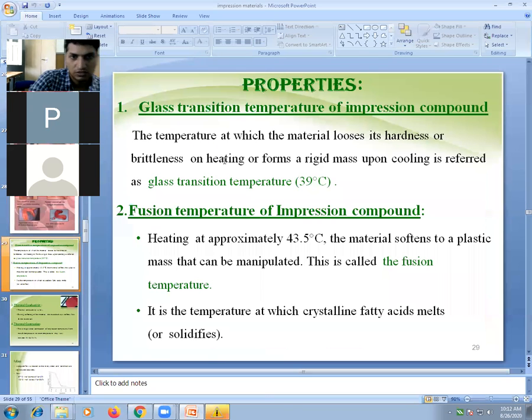One last time I am going to explain: the temperature at which the material loses its hardness on heating and forms a rigid mass on cooling is referred to as glass transition temperature. And fusion temperature is about 43.5 degrees centigrade. At this temperature, the material softens to form a plastic mass which can be manipulated.